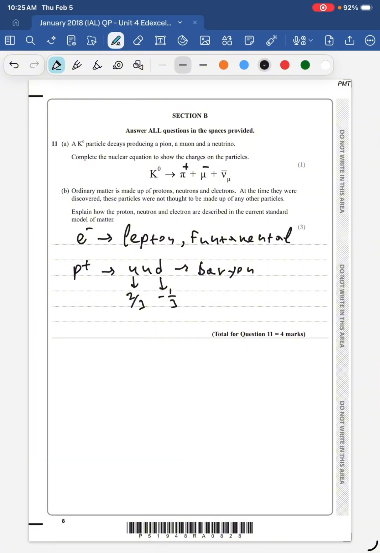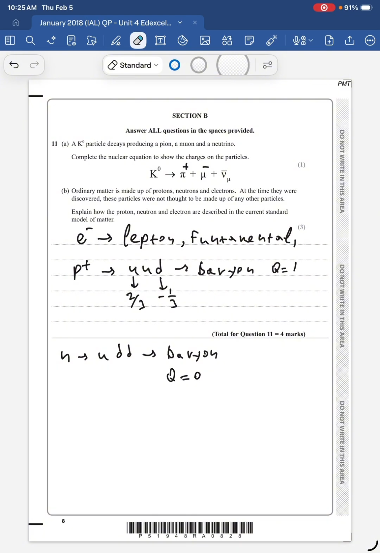And then the neutron consists of a U and 2 Ds, quarks, and it's also a baryon. Maybe you can write that the charge is 0. And maybe you can write here that the charge is 1 and the charge here is minus 1. Q is minus 1.